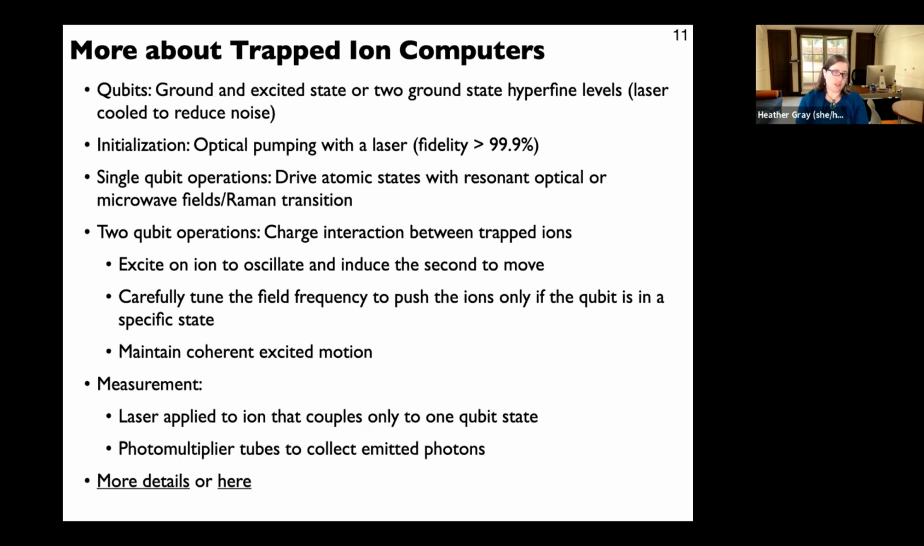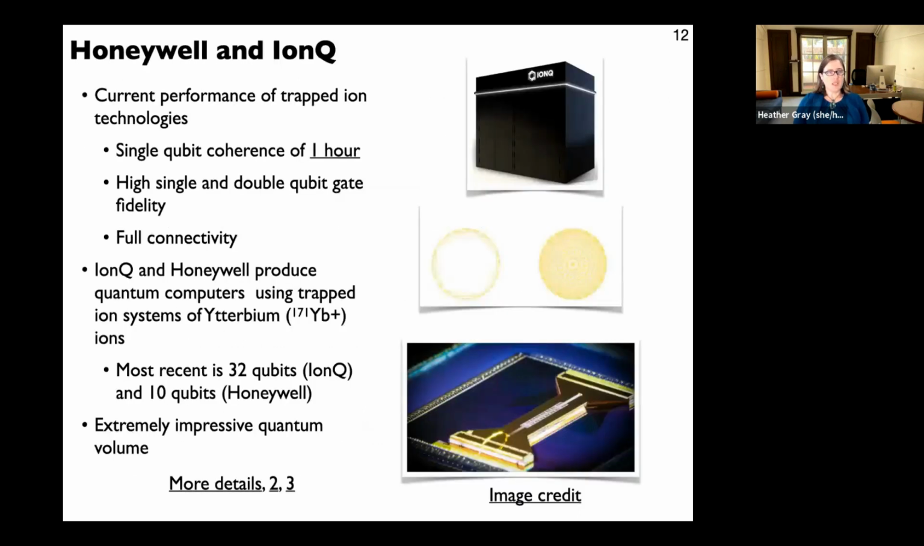Once you're done, you need to measure. So you apply a laser to the ion that couples to only one qubit state. Then, of course, this is going to emit some photons, and you collect those with a photomultiplier tube. If you're interested in learning more, I added a couple of different references where you can find more details about how exactly trapped ion computers work. So I showed a version of this slide yesterday, but I want to say a bit more today.